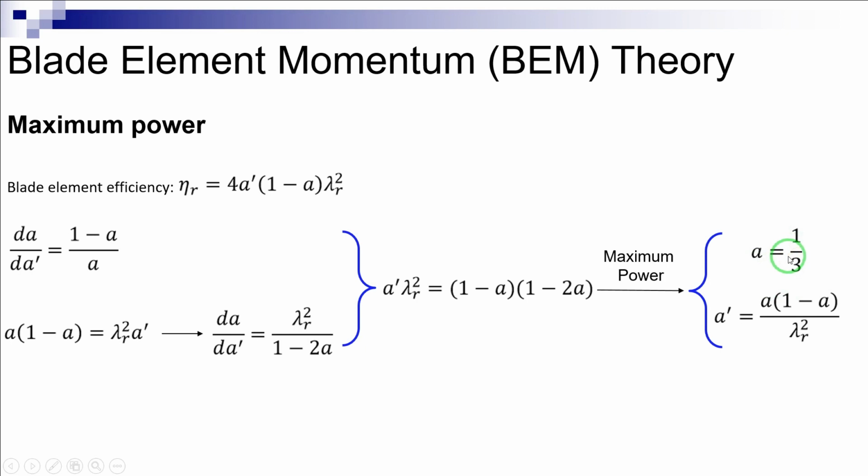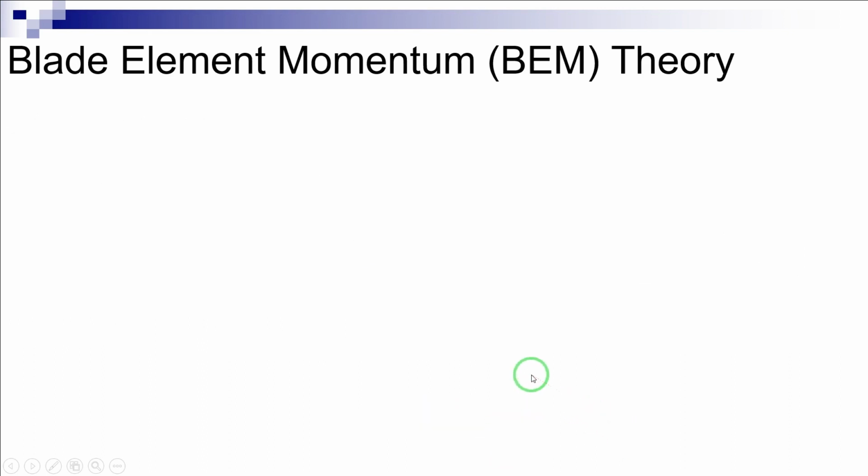This value is constant over the entire disk, as you can see here. On the other hand, a prime is a function of the radial position. These values of induction factors lead to the same power coefficient of 16/27 obtained earlier. Rotor blade theory, blade element momentum theory.